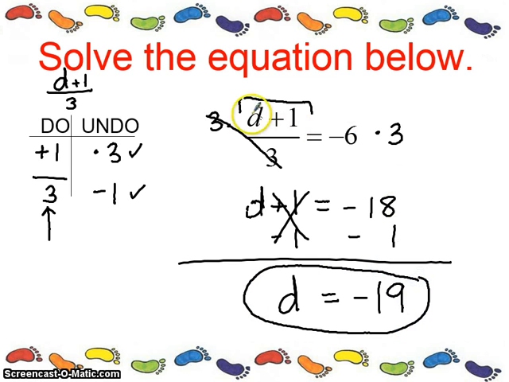And we can substitute back in to make sure that makes sense. Negative 19 plus 1 makes negative 18. Negative 18 divided by 3 is negative 6. And if you cannot check your work in your head like that, you can always do it on the side of your paper. Double check.